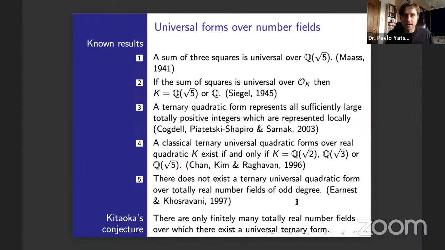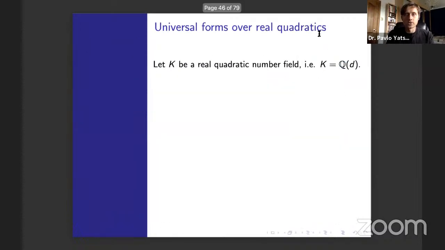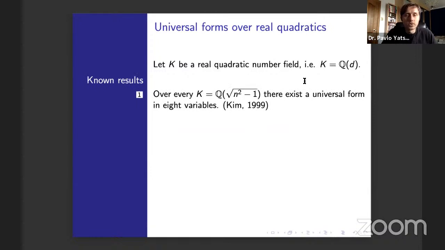So let us maybe focus a bit more on a tangible case of quadratic number fields. Over real quadratic number fields, what is known is that there exist infinitely many number fields over which there exists a universal form in 8 variables, right? So with 8 variables, there are infinitely many quadratic number fields.